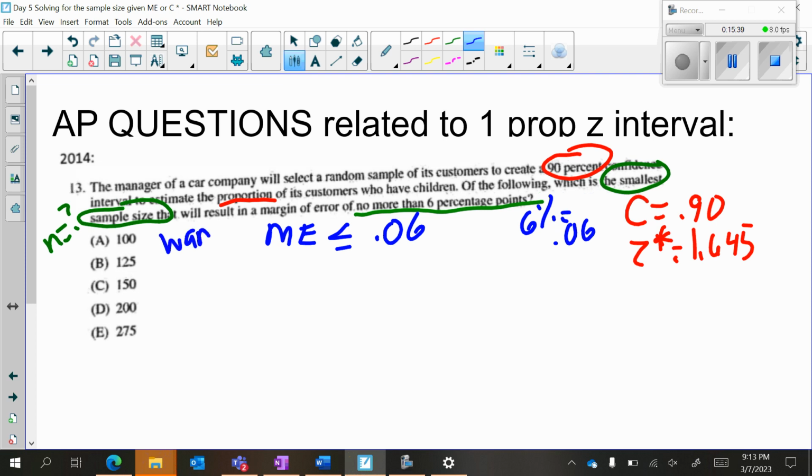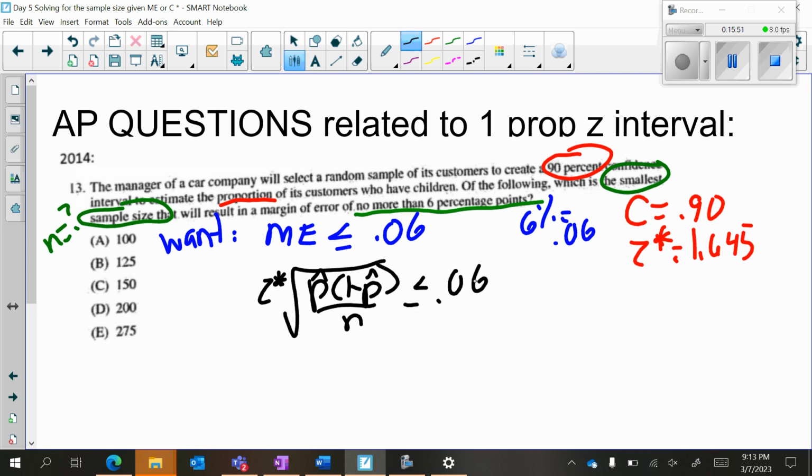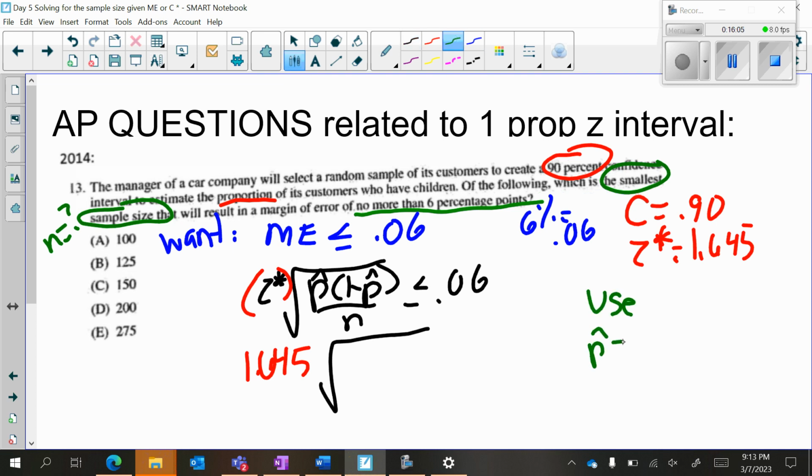Now we're going to write our formula for the margin of error. So the margin of error formula is Z star times sigma P hat, which is the square root of P hat times 1 minus P hat over N. If you plug in what you can, you will plug in Z star here, which is 1.645 times, and then do you see they didn't give me P or P hat? So because of that, I have to use P hat equals 0.5, which some textbooks call P star.